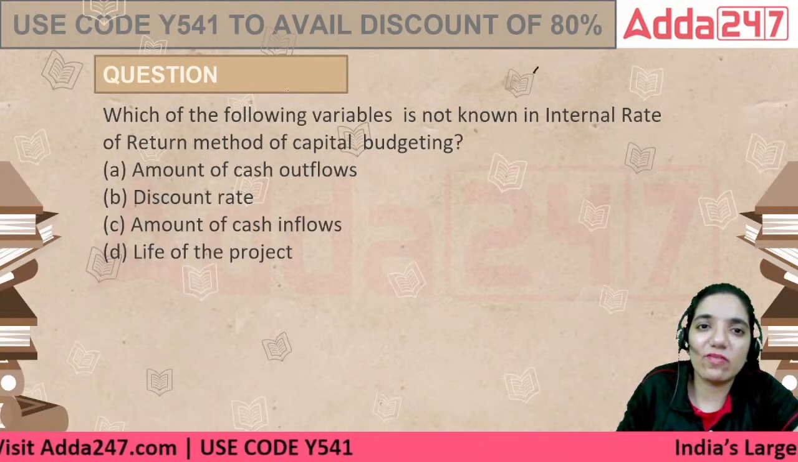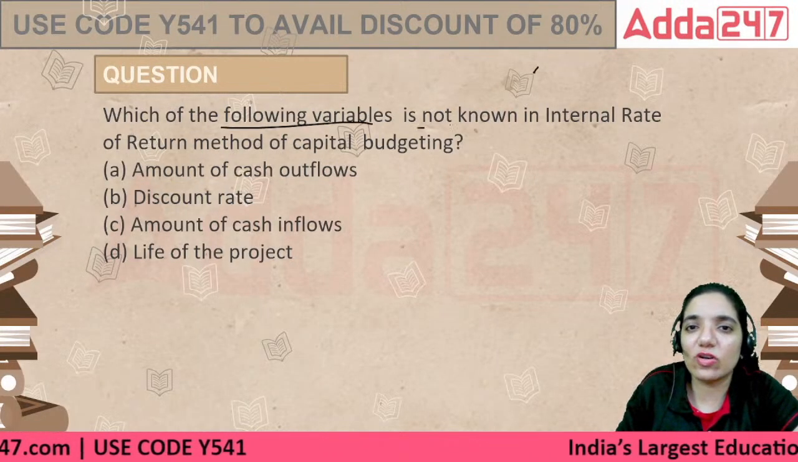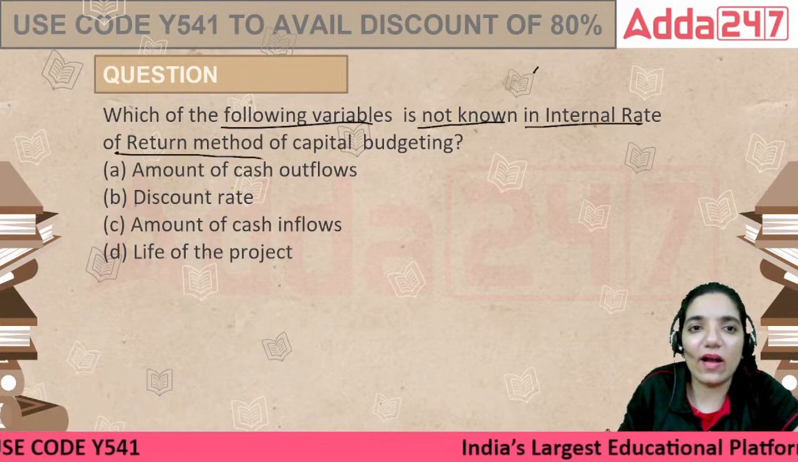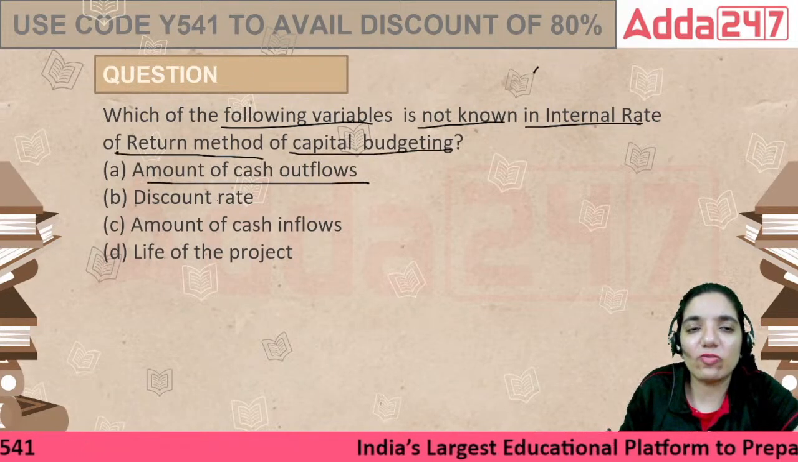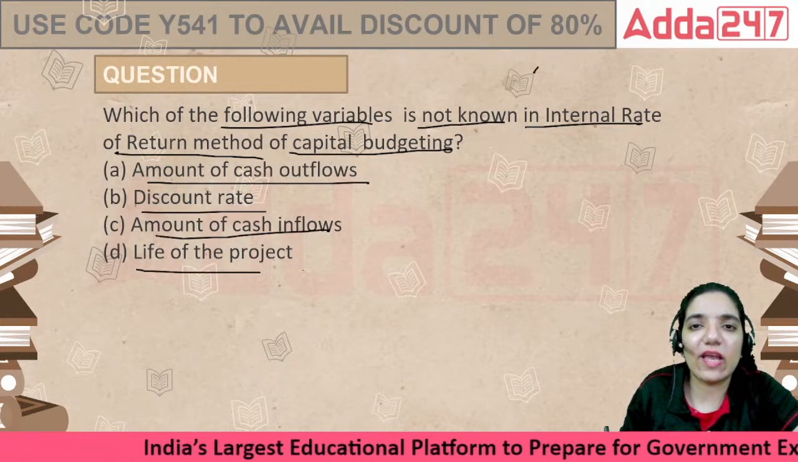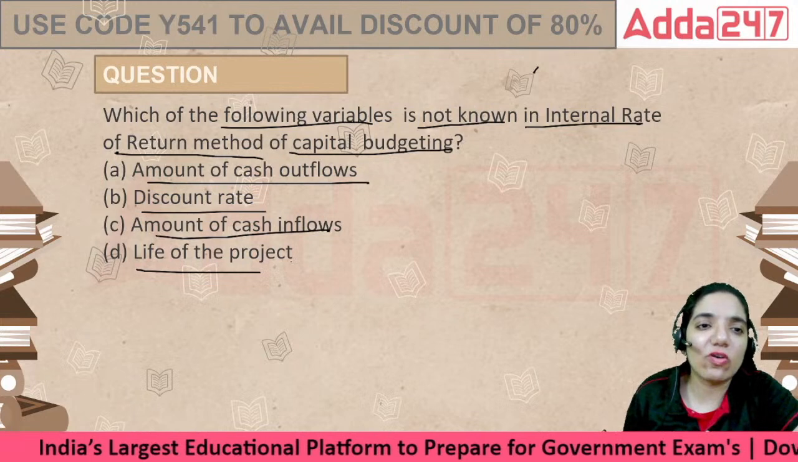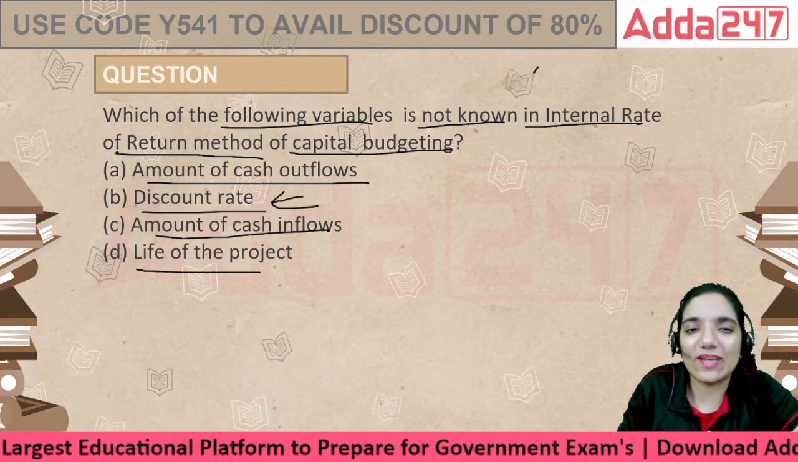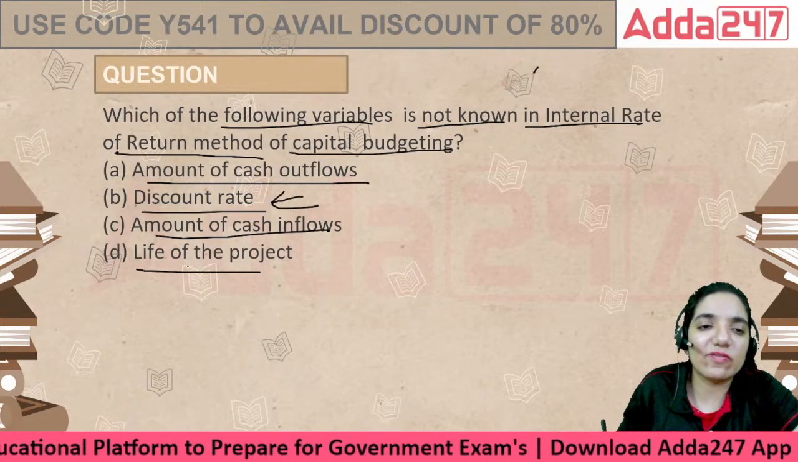Which of the following variables is not known in IRR of capital budgeting? Amount of cash outflows, discount rate, amount of cash inflows, or life of the project. Which one is not known? We do not know the discount rate. That is what we work towards in terms of IRR.